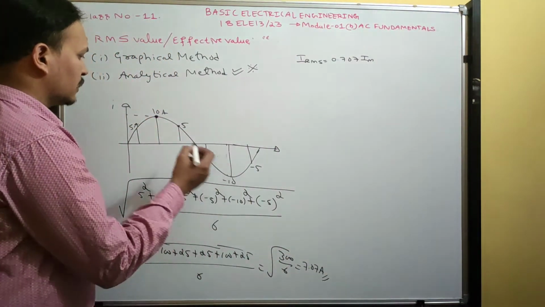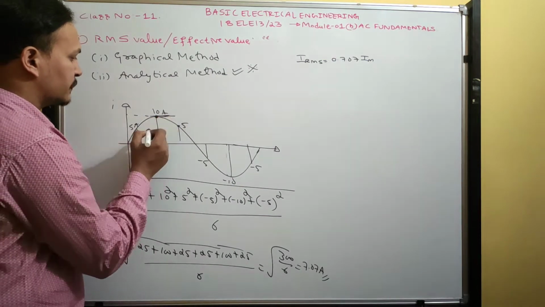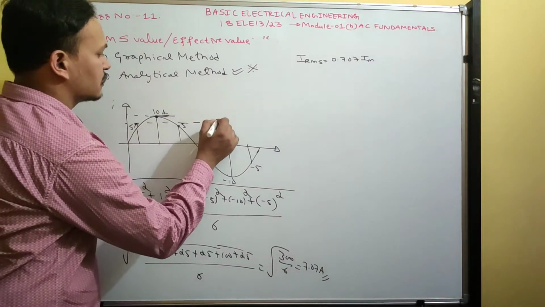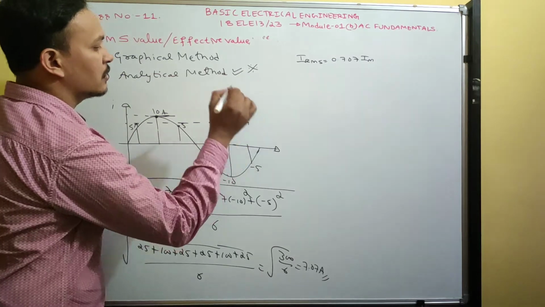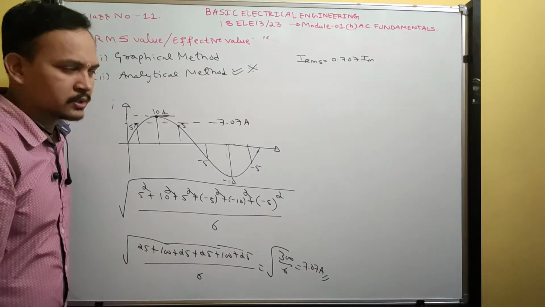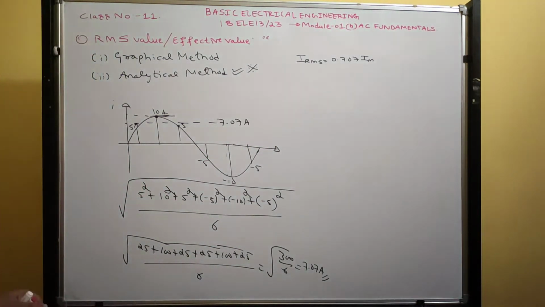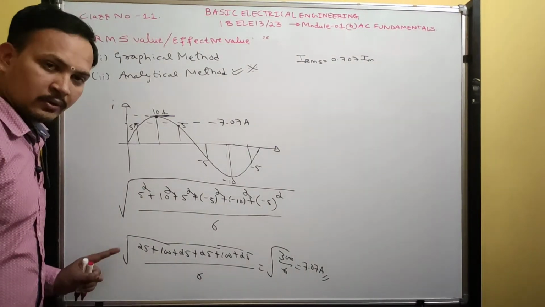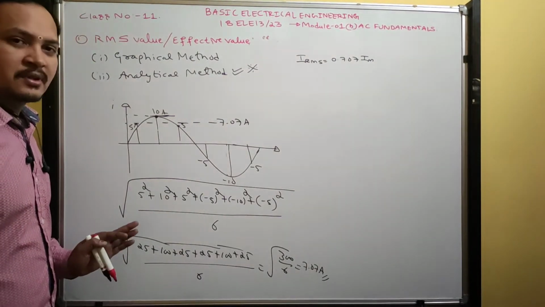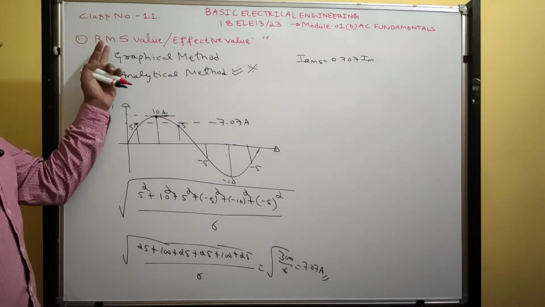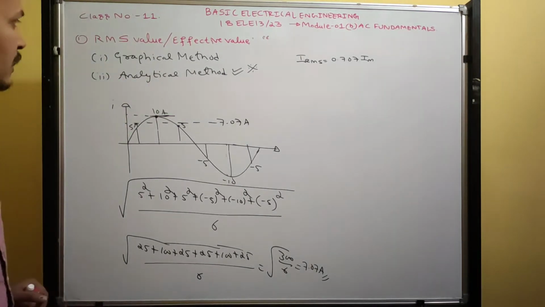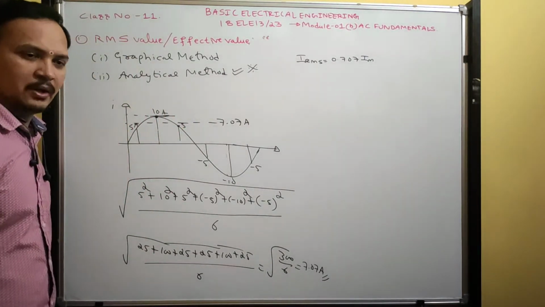See, this is the peak current. What is the RMS current? 7.07 ampere. Okay, got it? Understood, guys? So pause the video and copy down this graphical method. It gives a basic meaning of how the definition of the RMS value is given.